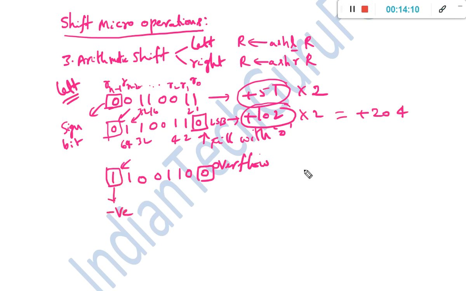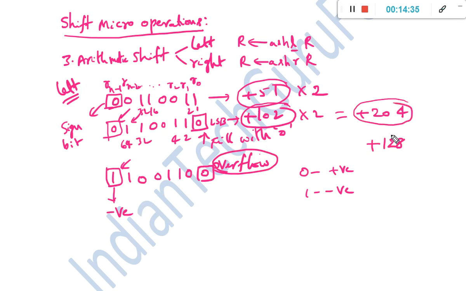Okay. So as we know, 0 represents a positive number and 1 represents a negative number in the sign bit. So now we got a negative number, which represents an overflow condition. Why has overflow come? Because using 7 bits as magnitude, what is the maximum value we can store? We can store a maximum value of plus 128. However, what value did we get? Plus 204. It could not be accommodated using 7 bits. So that is why an overflow has occurred.